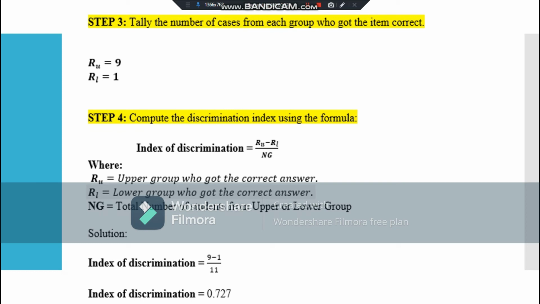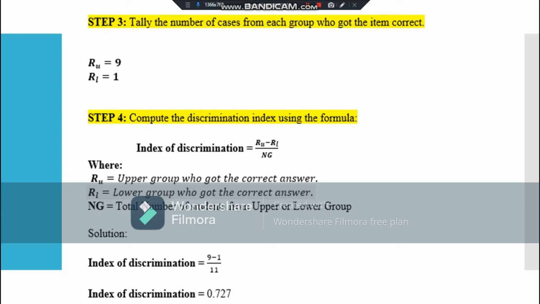So step 4, let us compute now the index of discrimination. Here, we simply get the difference between the students who got the correct answer in the upper group and the students who got the correct answer in the lower group over the total number of students from the upper or lower group. Since there are 11 students in each group, we may use only one, so we use 11 only. So we have 9 minus 1, that's 8, divided by 11 is 0.727.